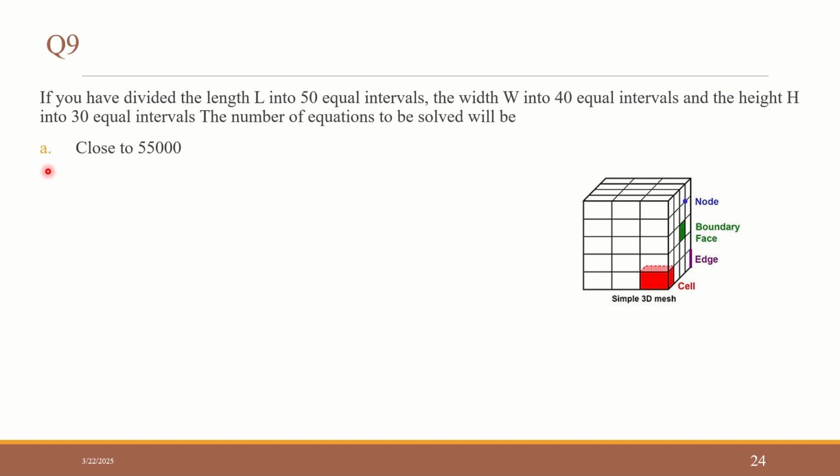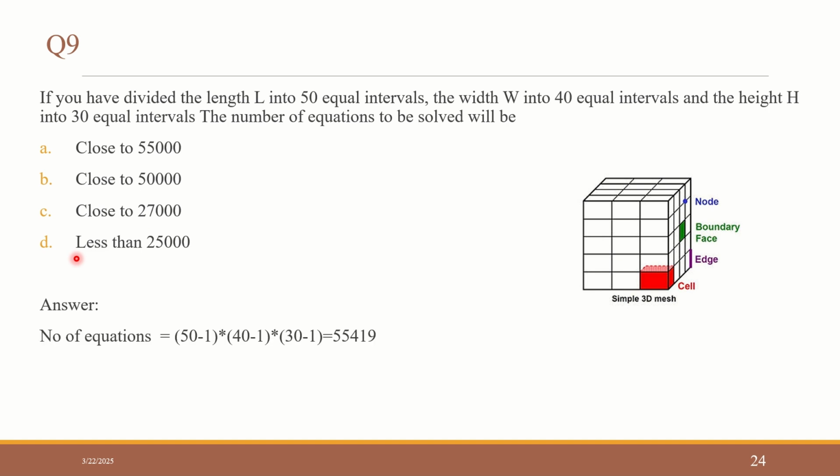So options are option A close to 55,000, option B close to 50,000, option C close to 27,000, option D less than 25,000. So answer is option, okay. We will first calculate it. So the number of equation is, as I mentioned, it is 50 minus 1 into 40 minus 1 into 30 minus 1.